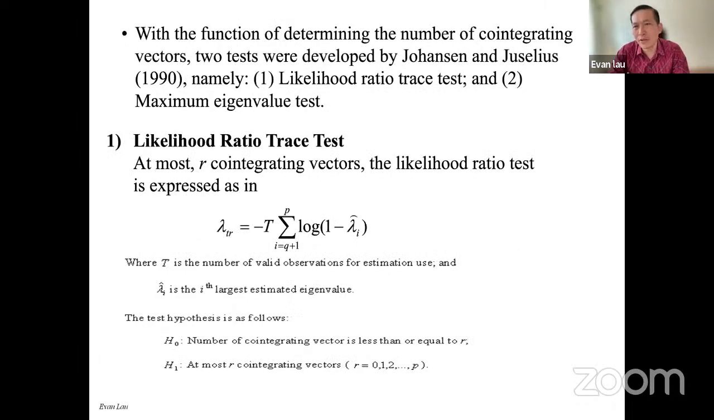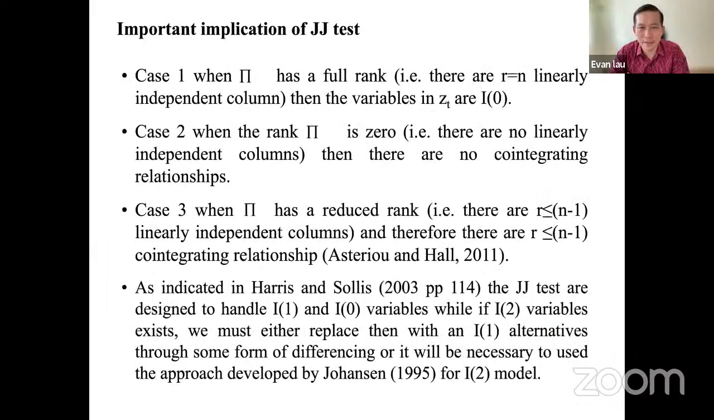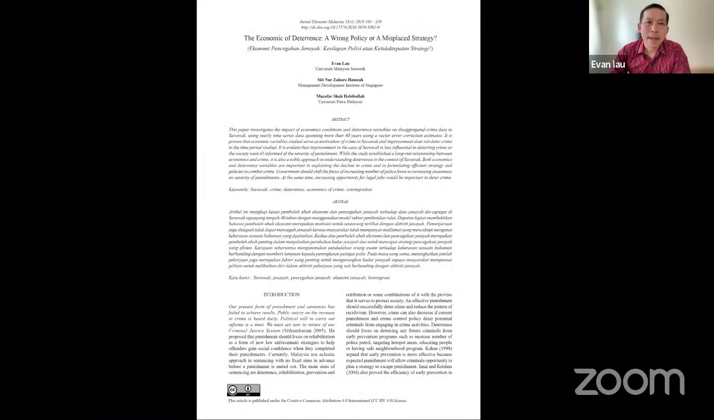I do not want to go into much of the detail because it's available here in the slide and all the readings are out there. And these are several implications that you can read through. And of course, several more papers that I published, this one in 2019, that also adopt all this method. This is more towards crime, the economics of crime, the economics of deterrence in Malaysia especially.